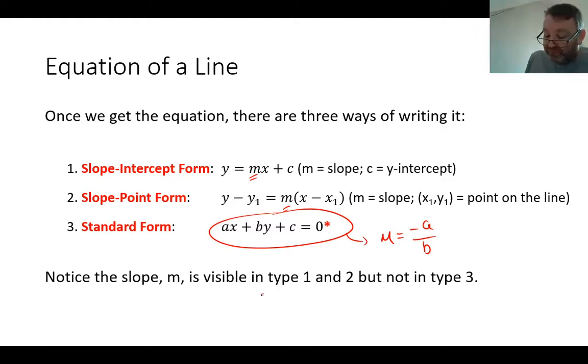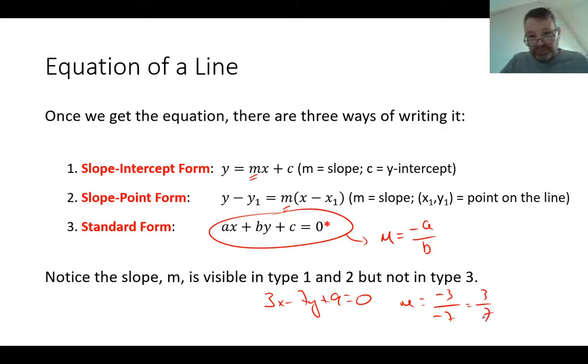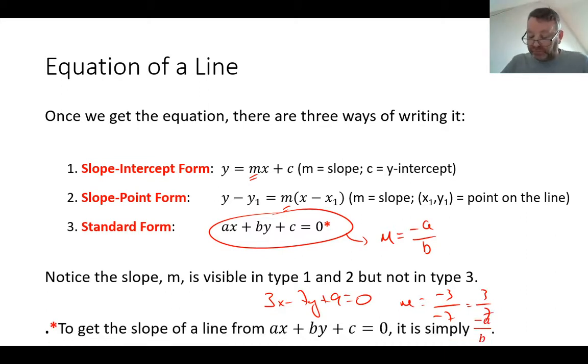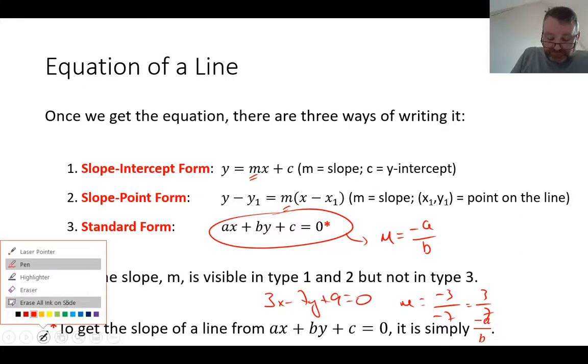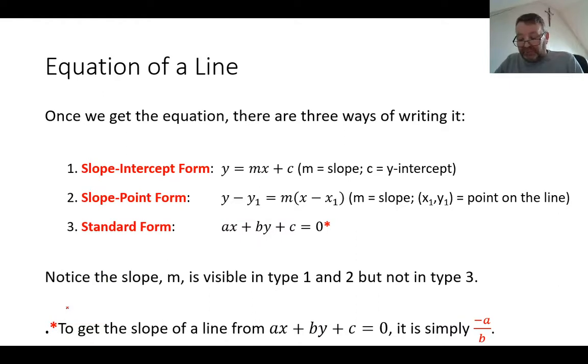So just as an example, if I had 3x minus 7y plus 9 equals 0, the slope of that line would be minus the first number over the second, which would be 3 over 7. Okay, so that's another way to get the slope if the algebraic representation of the line is given to you. And as I said, to get the slope, and there's a star beside this because it's extremely important, in the form of ax plus by plus c, it's simply minus the first coefficient over the second coefficient.